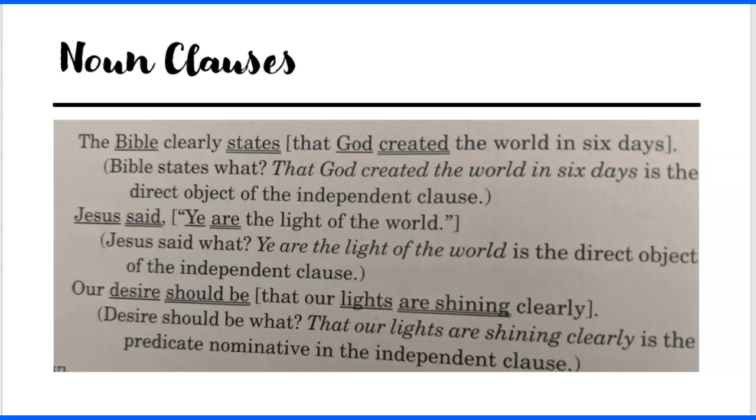So we want to look for the main idea, and that's the broad, big clause. And then we look for the little piece. So the main broad clause is the Bible clearly states. That's the big overarching. But what does it state? And we can ask the what question. The Bible states what? That God created the world in 6 days. We can't pull any of those words out to stand alone as a direct object.